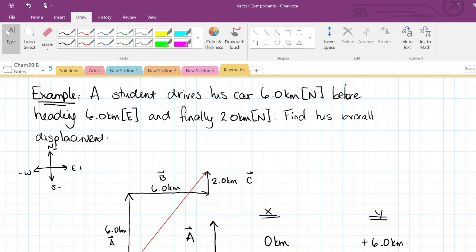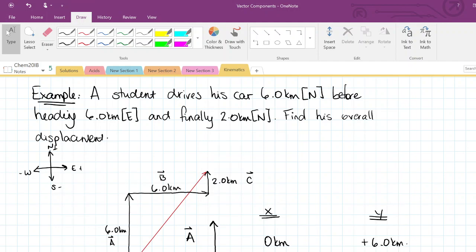This is the start. We travel 6 kilometers due north, and I've made the length of my arrow representative of that 6 kilometers. Then we travel 6 kilometers due east, and I've made this arrow representative of 6. And then I travel 2 kilometers north, and I've made my arrow representative of 2 kilometers. So I don't have to do a scale diagram, but I should make those arrows representative. The better I draw my vector diagram, the easier my calculations will be.